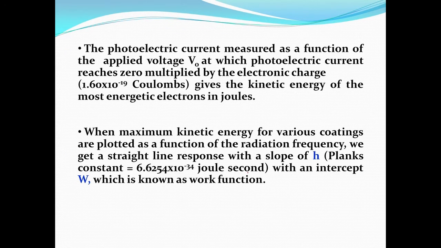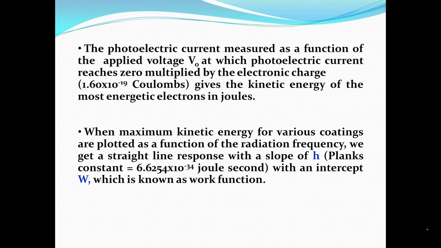So, it is measured as a function of the applied voltage at which the photoelectric current reaches 0, multiplied by the electronic charge, that is coulombs. That gives the kinetic energy of the most energetic electrons in joules. It is a very simple process. All you have to do is take that voltage and multiply it by 1.60 into 10 raised to minus 19, and that will give you joules.